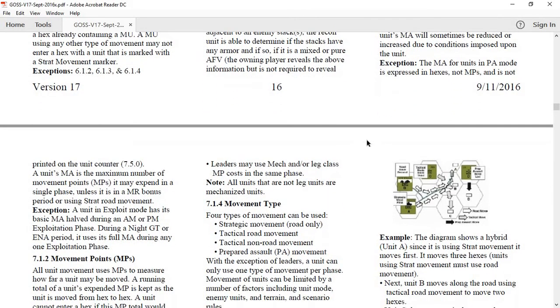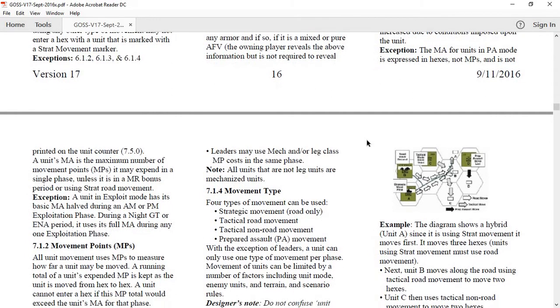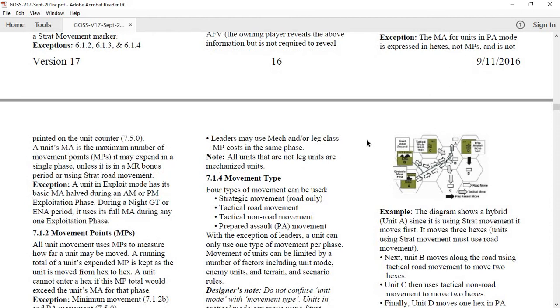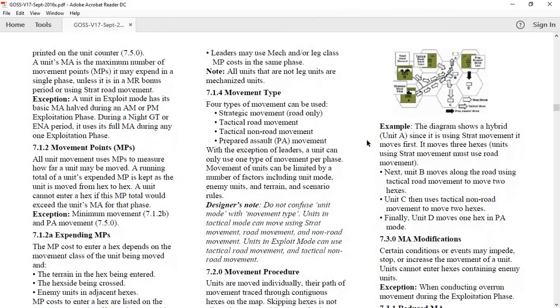Exception. The MA for units in PA mode is expressed in hexes, not MPs, and is not printed on the unit counter. A unit's MA is the maximum number of movement points it may expend in a single phase, unless it is in a MR bonus period or using strat road movement. Exception. A unit in exploit mode has its basic MA halved during an AM or PM exploitation phase. During a night GT game turn or ENA extended night activity period, it uses its full MA during any one exploitation phase.